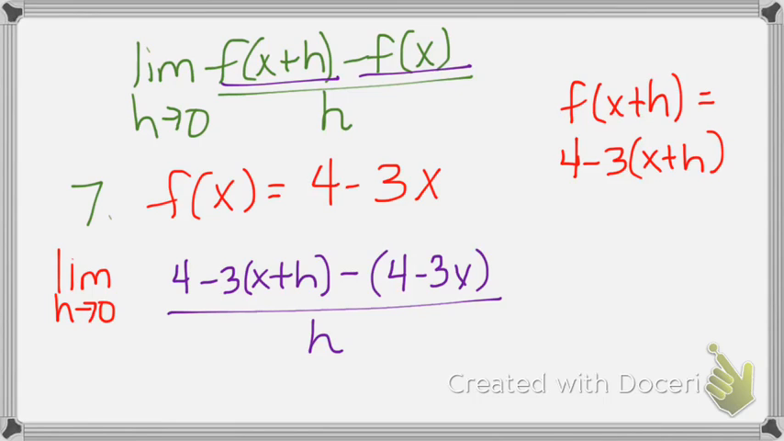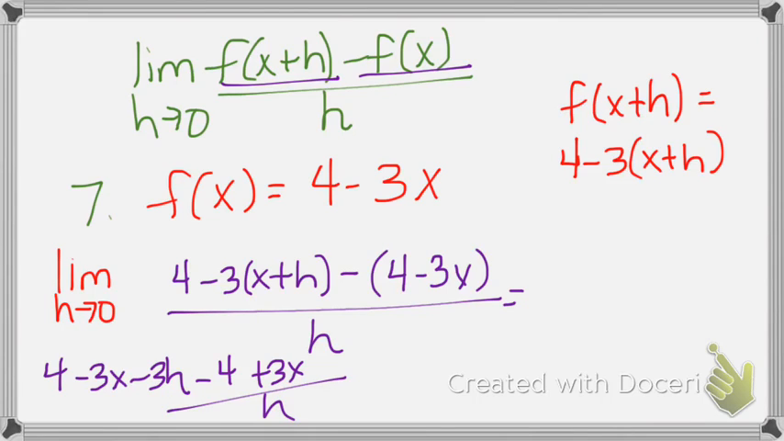So we've got two variables here. The h is sort of like that delta x thing, except it doesn't have deltas, and it looks nicer because it's an h. Alright, so now I just need to simplify. So we've got 4 minus 3x minus 3h. I'm multiplying by that 3. And then minus 4 plus 3x, and all of that's over h.